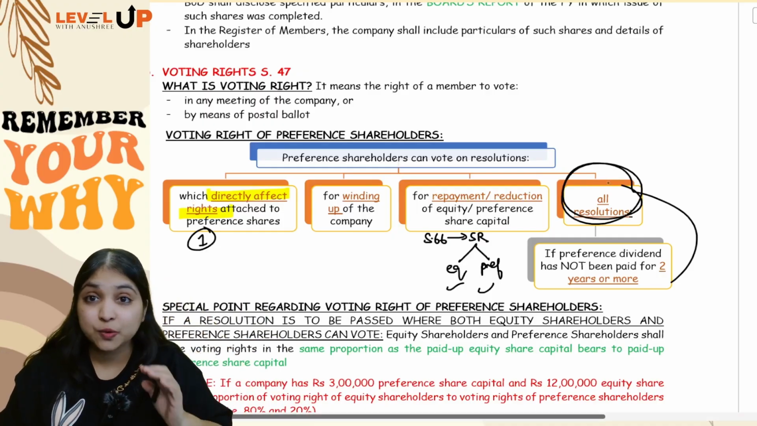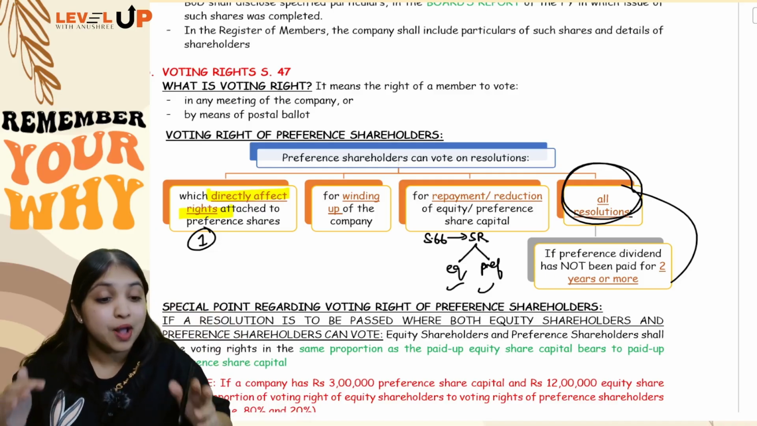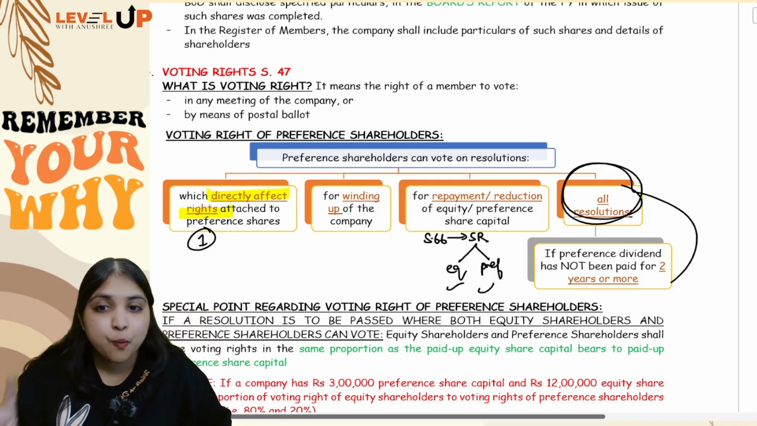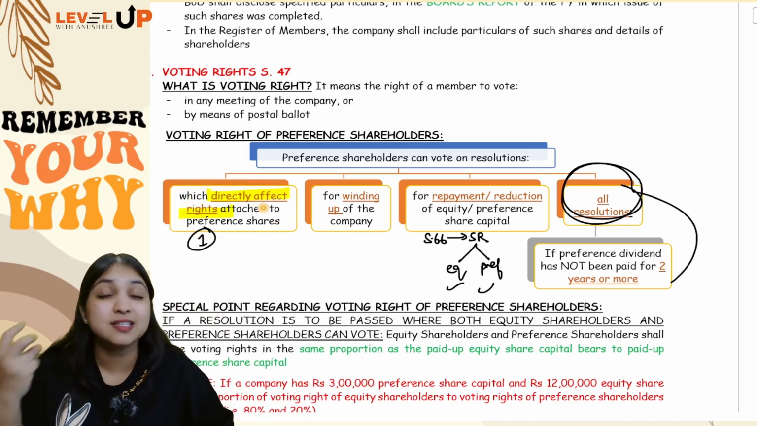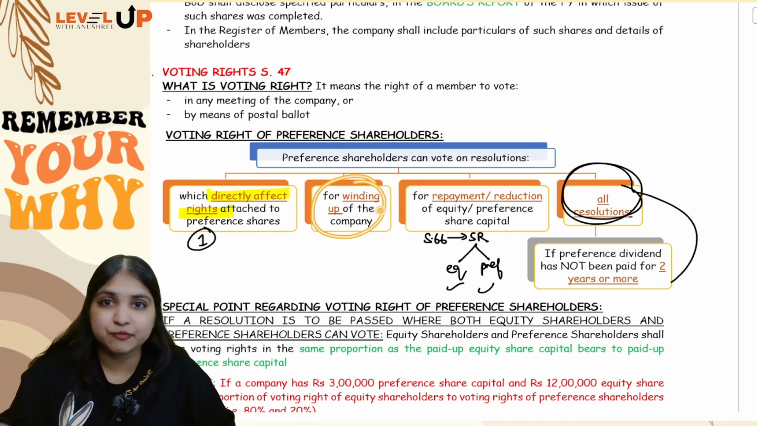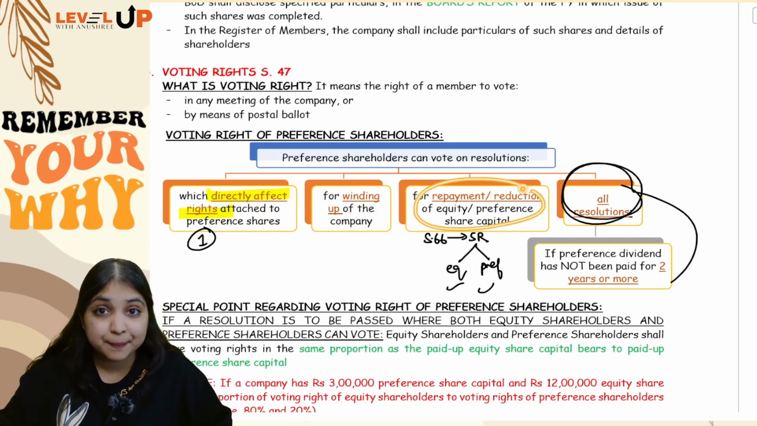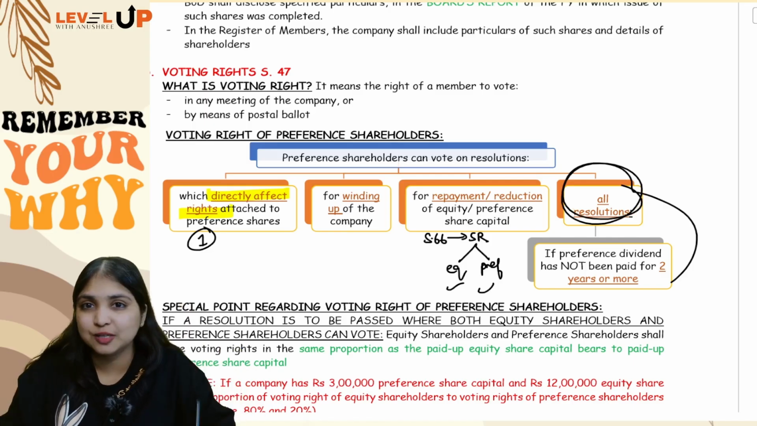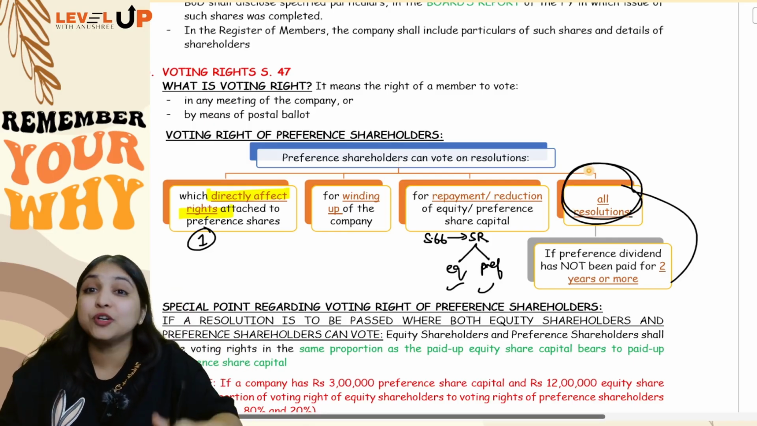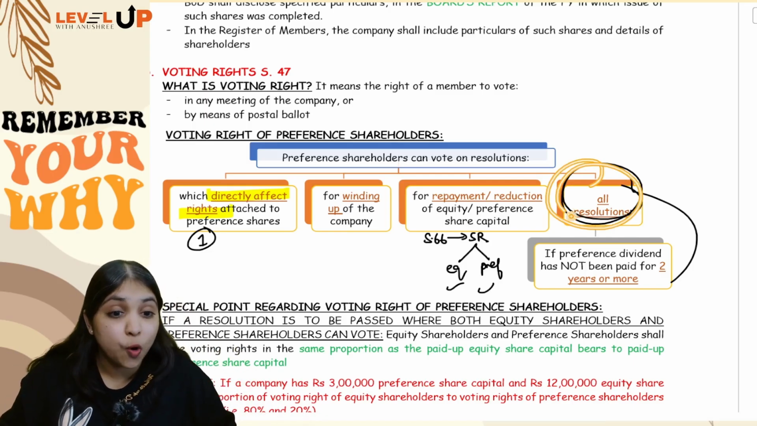Understanding? So preference shareholders generally, do they have voting right? No, but they do have voting right in 4 cases. What are the 4 cases? Number 1, all those matters which directly affect the rights of the preference shareholders. Number 2, matters relating to winding up of the company. Number 3, in reduction of capital resolutions. And number 4, if preference dividend has not been paid for 2 years continuously, then preference shareholders can vote just like equity shareholders on all resolutions.